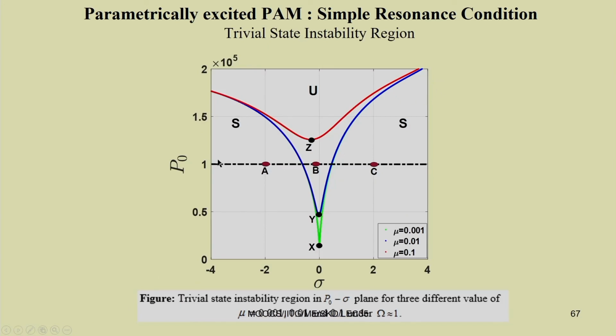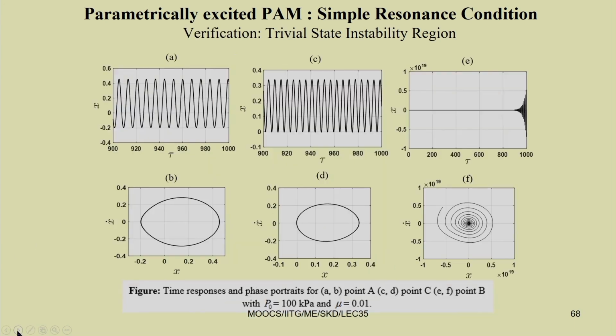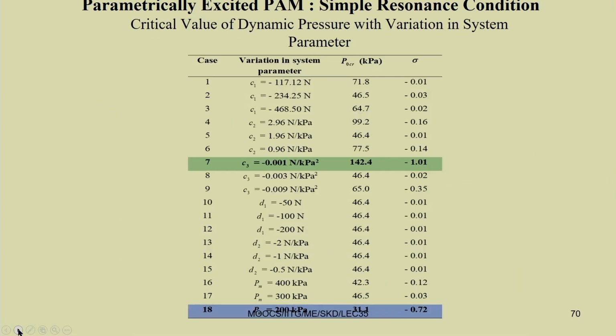So, S is the region where the system will be stable, that means the muscle will not contract in this region where S is written. So, we have to operate the muscle in a region where it is written U, so that there will be some contraction in this muscle. If it is in the region S, it will not contract, and when it is in region U, it will contract. So, by using this parametric instability region, we can study different responses of the system. These are the instability regions, and for different purposes one can study this thing.